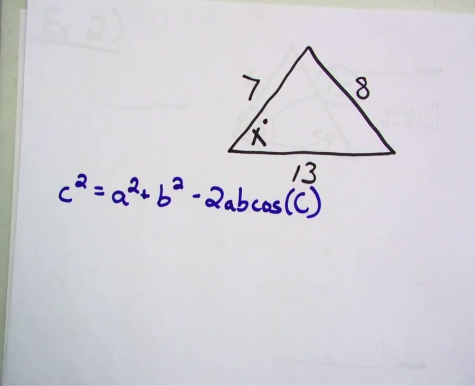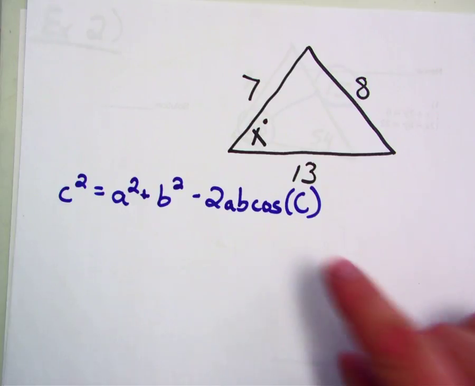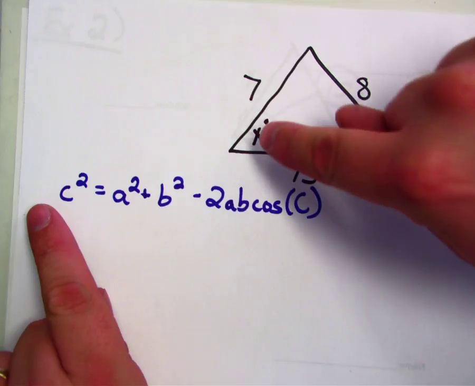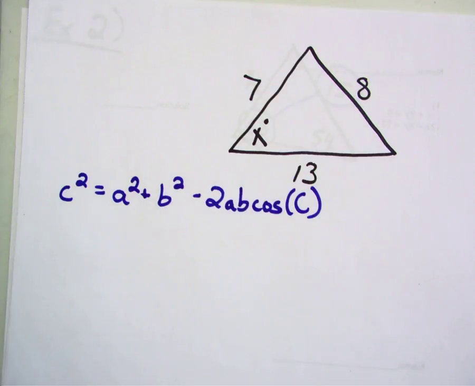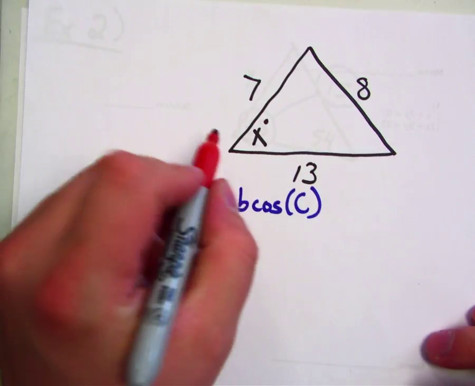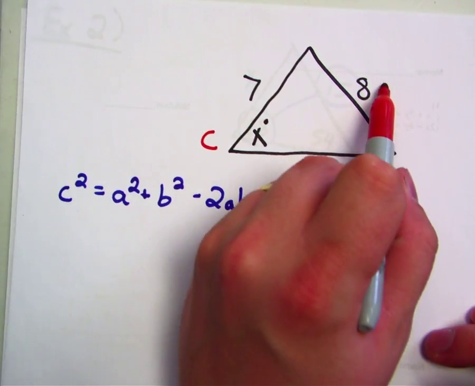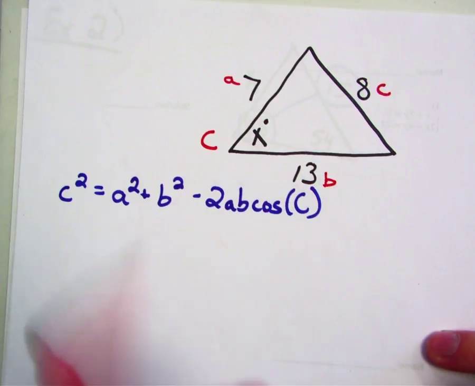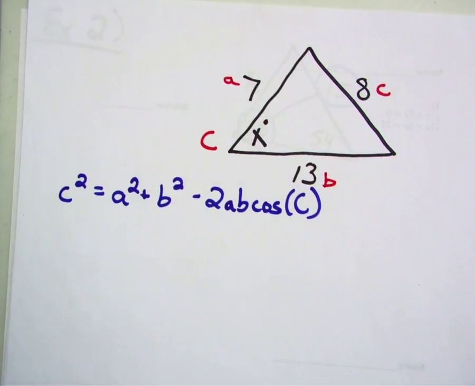And always, always, always remember, the only thing you can solve for in this equation is either angle C or side C. In this case, that means that x has to be angle C. So I'll go ahead and put that down. That's going to be angle C, that's going to be side C, but these don't matter. A and B could be either way. They don't really matter in this problem.